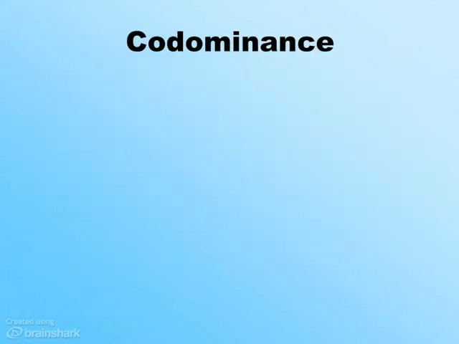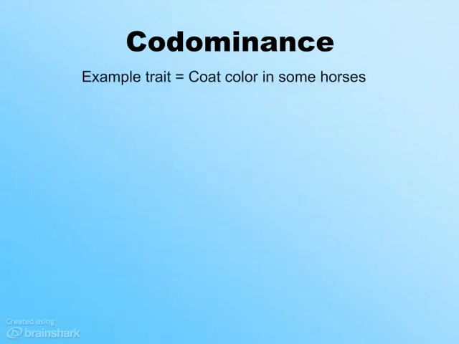Codominance is another pattern of inheritance where there is no recessive allele, and we have 2 different alleles that both code for a different working protein. The classic example of this is in coat color in different breeds of horses. We'll also see this in some cows.